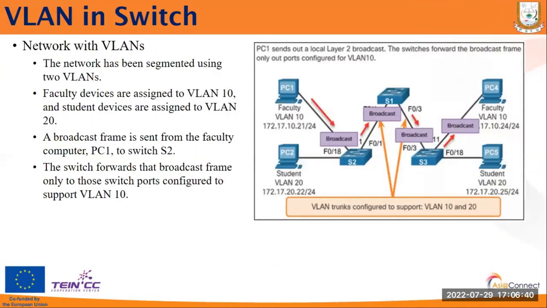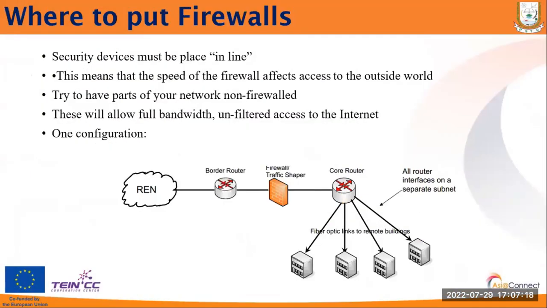See what happens after we use the VLAN in a network. If faculty, or VLAN 10, is trying to broadcast a message, then it will only be received by PC4, that means VLAN 10, and other VLANs will not receive the message. This is the importance of VLAN. And in the next classes, we will discuss VLAN and switch trunk characteristics briefly in detail.